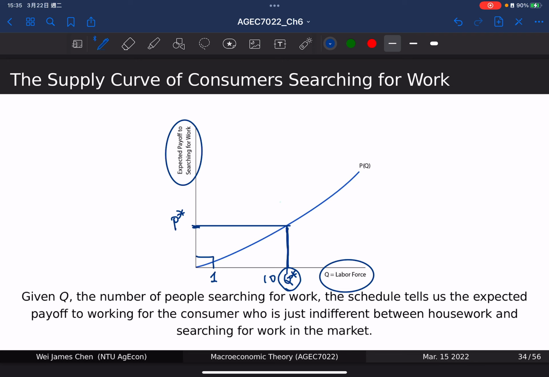The last person's housework payoff should be exactly the same as this P star, because he's indifferent between searching for a job or doing the housework, right? For the other 9 people, the expected payoff must be higher than the housework payoff.